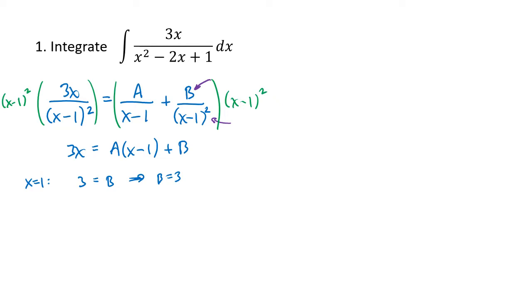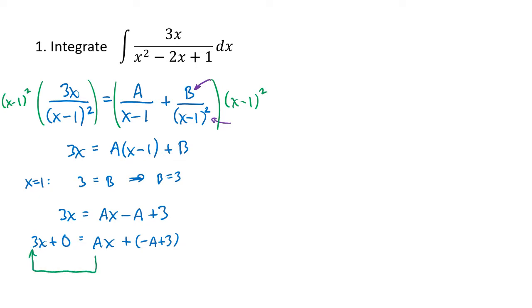So instead, what we use is the method of equating coefficients. So what we do is we multiply out both sides of this equation. So we get ax minus a, and then b we already figured out was 3. And then we write this as a polynomial, ax plus negative a plus 3. And on the left-hand side, we can think of that as 3x plus 0. And again, this needs to be true for all values of x, which means the coefficients have to be the same. So 3 has to be the same as a, and 0 has to be the same as negative a plus 3. Either of those tell us that a has to work out to be 3.